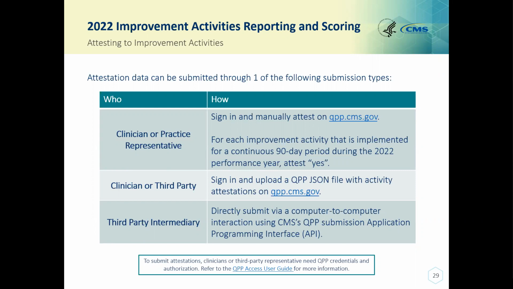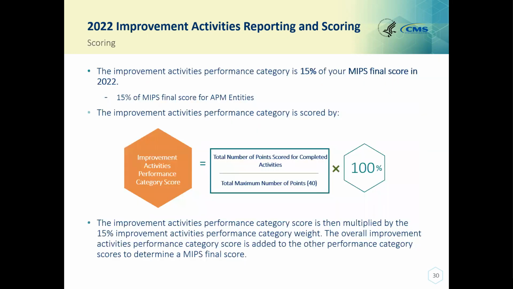Another way is through a clinician or a third party; they typically will sign in and upload a QPP JSON file with the activity attestations. And then there's also third-party intermediaries that directly submit via computer-to-computer interactions with our QPP submission application program interface, or API. More information is on our QPP website there in the box for you to look further into it.